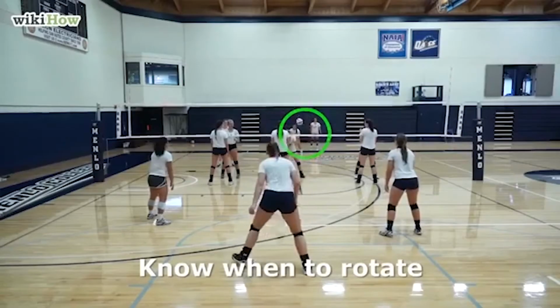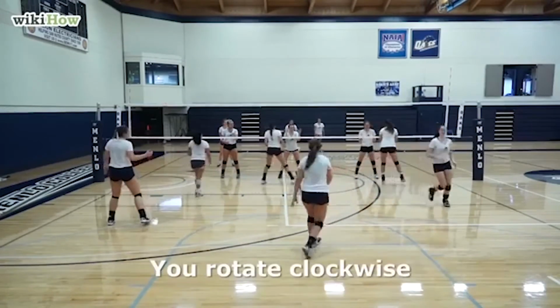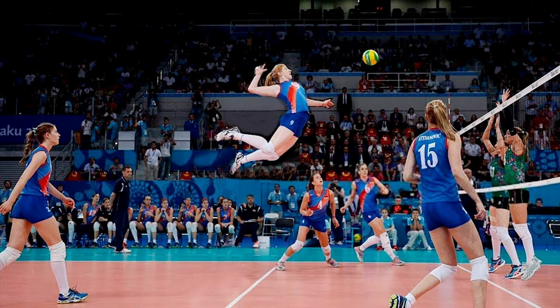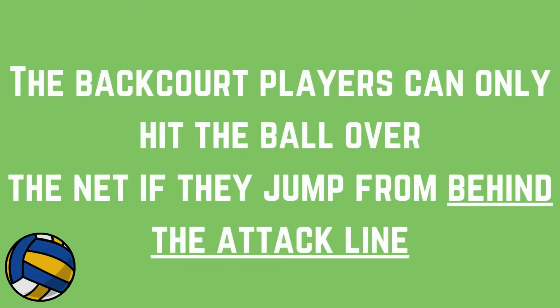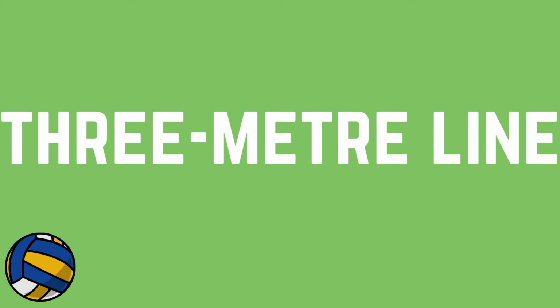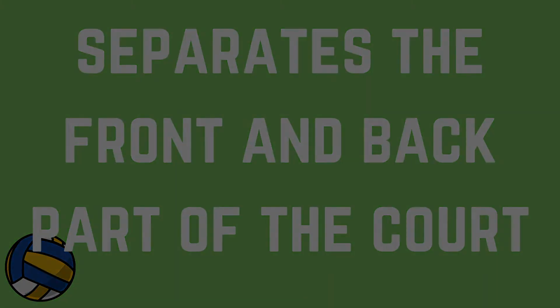They rotate clockwise every time the team wins back service from the opposition. The 3 players at the front can jump, spike, or block near the net. The backcourt players can only hit the ball over the net if they jump from behind the attack line, also known as the 3-meter line, which separates the front and back part of the court.